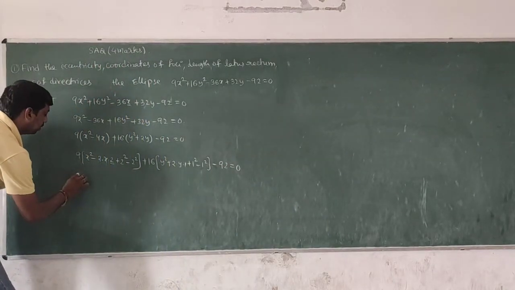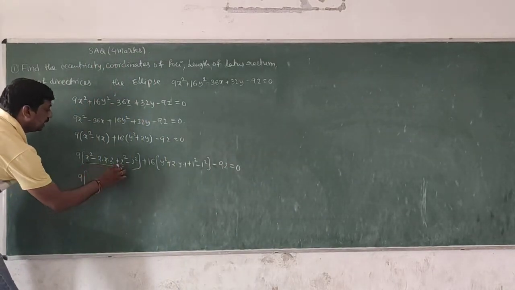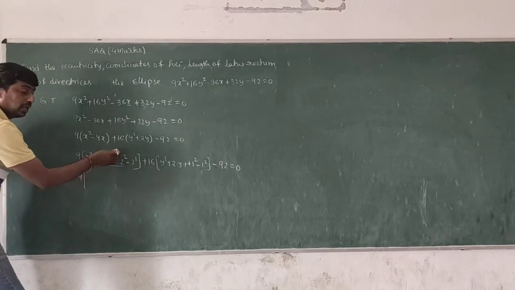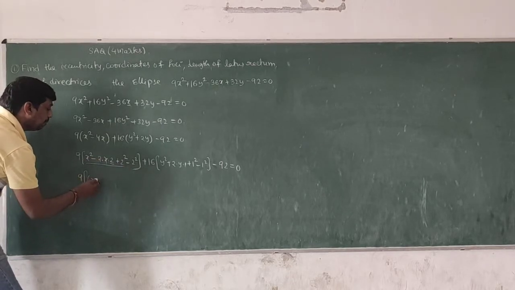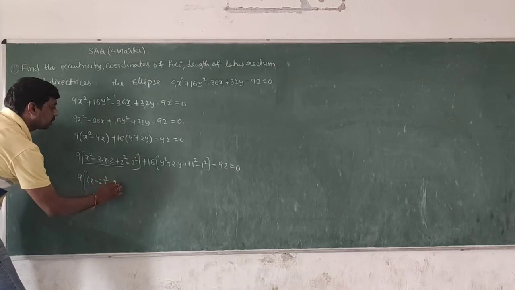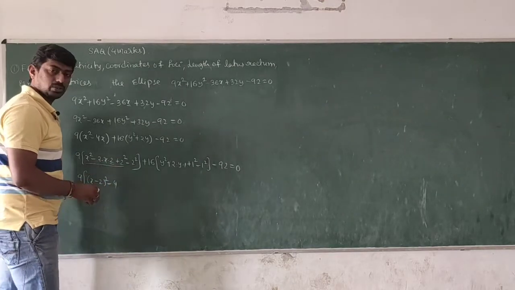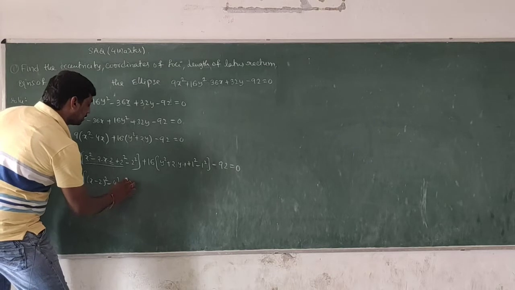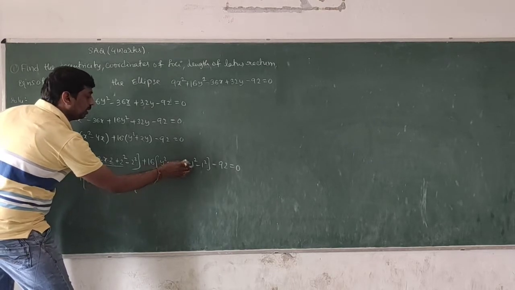Now 9 into the first three terms can be written as a square minus 2ab plus b square. That's why 9 into x minus 2 whole square minus 4. Minus 2 square, that is minus 4. Next 16 into these three terms.